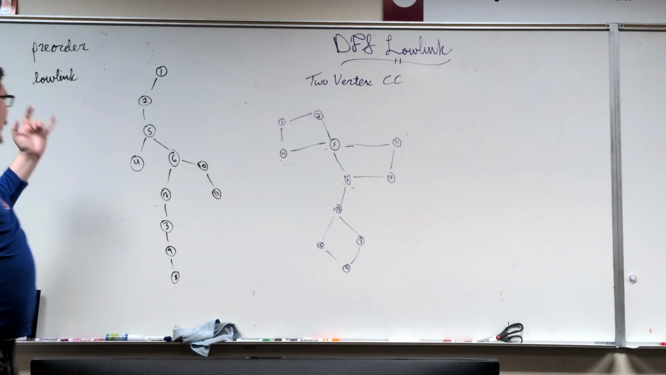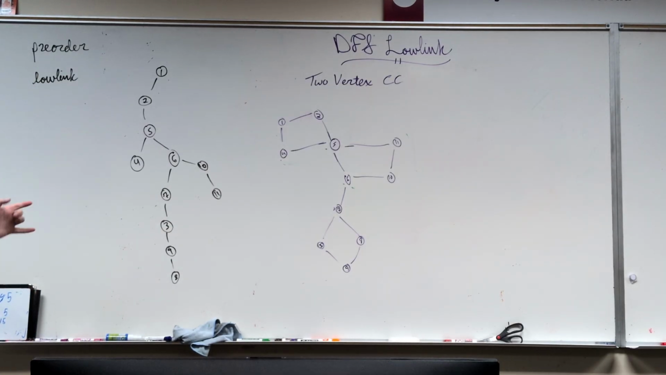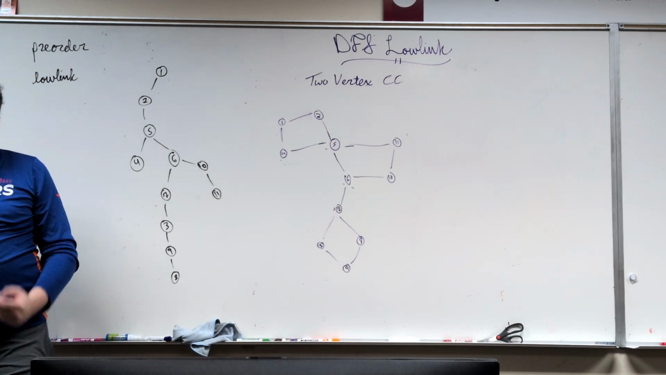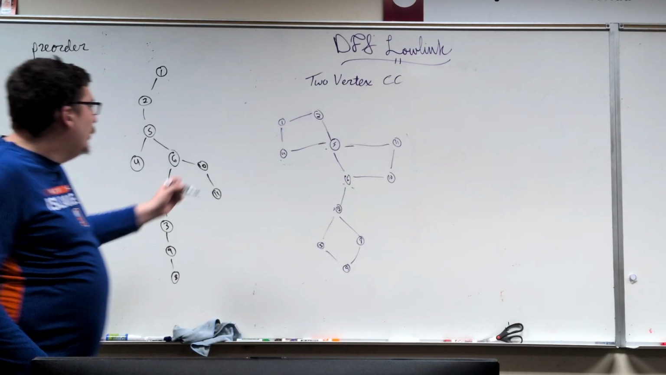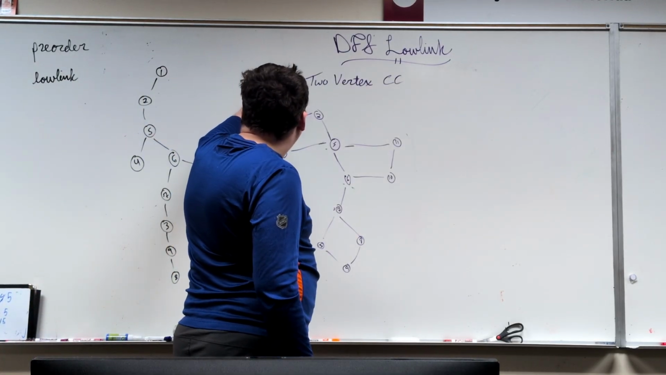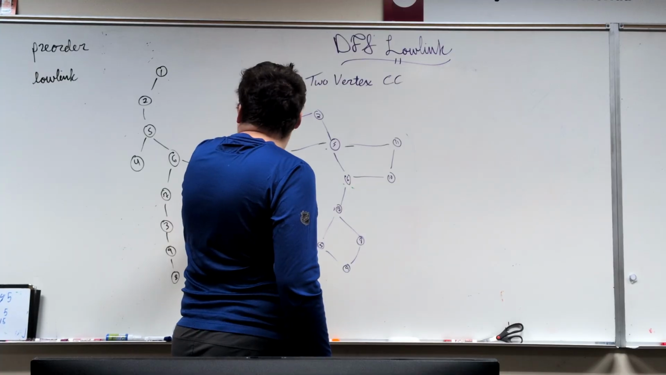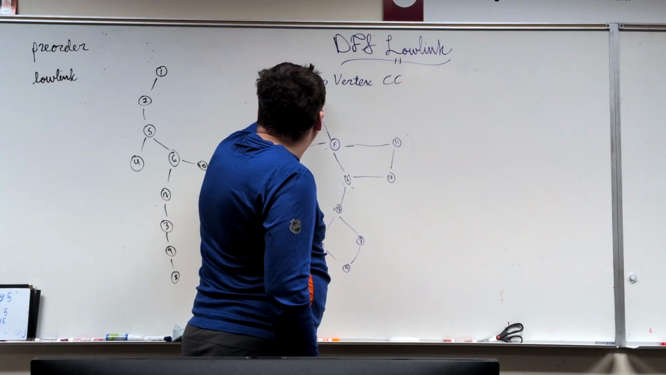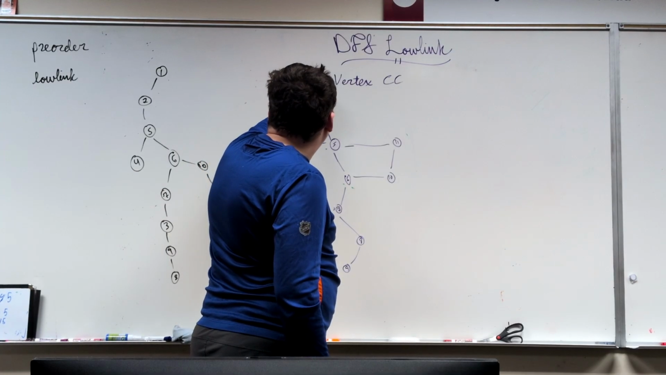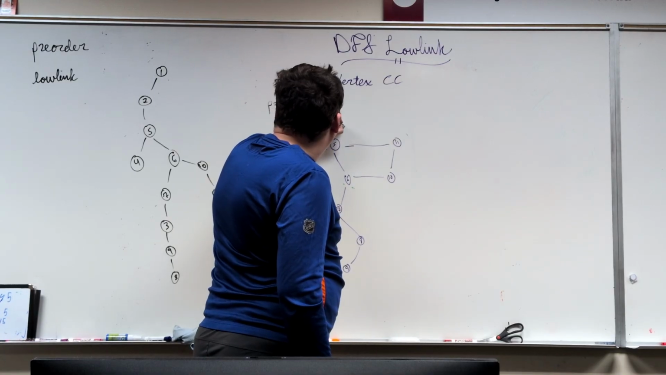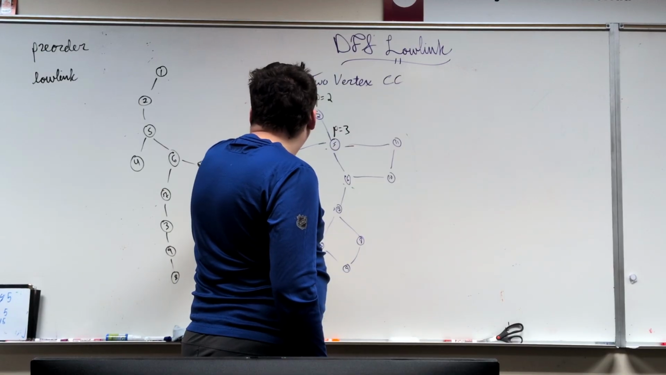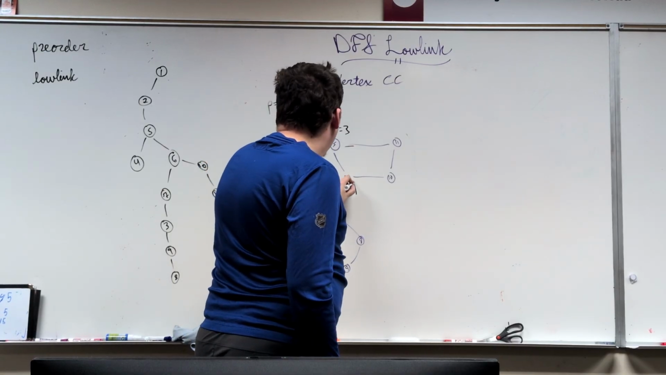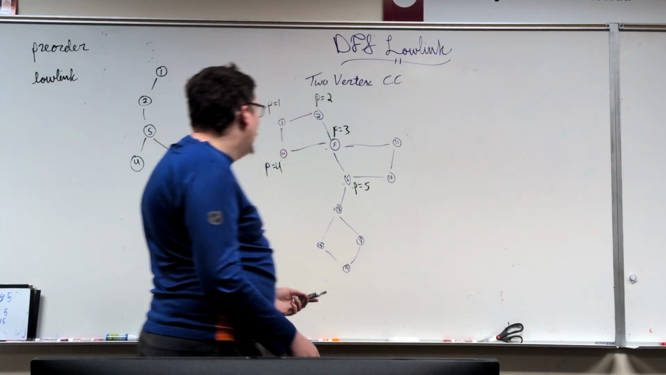When working with DFS Lowlink, the pre-order is going to refer to the first time we enter a node. So for 1, our pre-order time will be 1. For 2, our pre-order time would be 2. Pre-order of 5 would be 3. Pre-order of 4 would be 4. Pre-order of 6 would be 5, and so on.